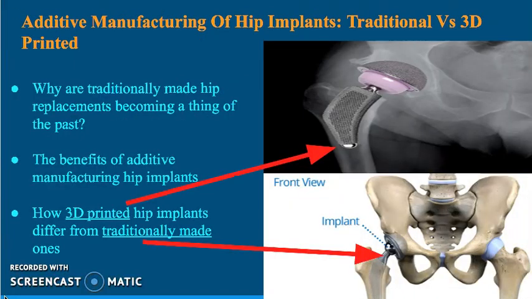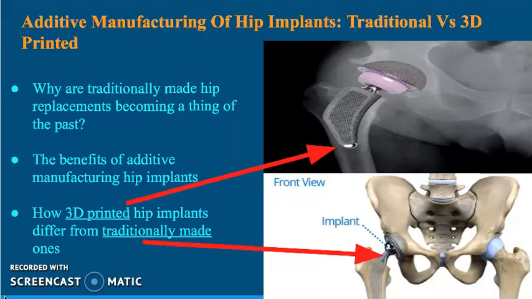Additive manufacturing of hip implants, traditional versus 3D printed. Traditionally made hip implants are becoming a thing of the past due to their rigidness and tendency to cause infection or weakening of the bone, which makes them ultimately fail. 3D printed hip implants take much less time and money to manufacture due to there being only a one step process and needing only one person to operate multiple machines.